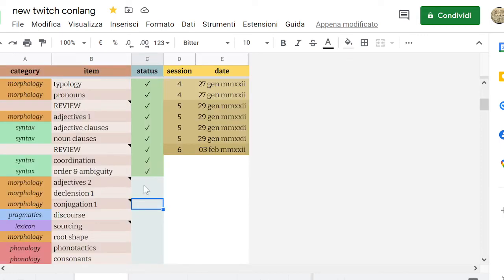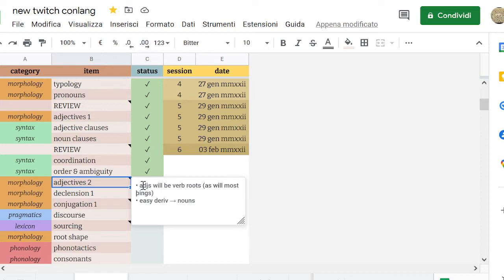So the next order of business is to go back to adjectives. Before, we had talked about adjectives, and I was flipping back and forth on whether or not I wanted them to be nouns or verbs, or noun-like or verb-like, I should say. But after talking about the way adjective clauses work, the way all of our subordination can work, I think at this point it's very safe to say that adjectives are basically verbs. Adjectives will be verb roots, as will most things, and you can easily derive nouns from them based on what class it is.